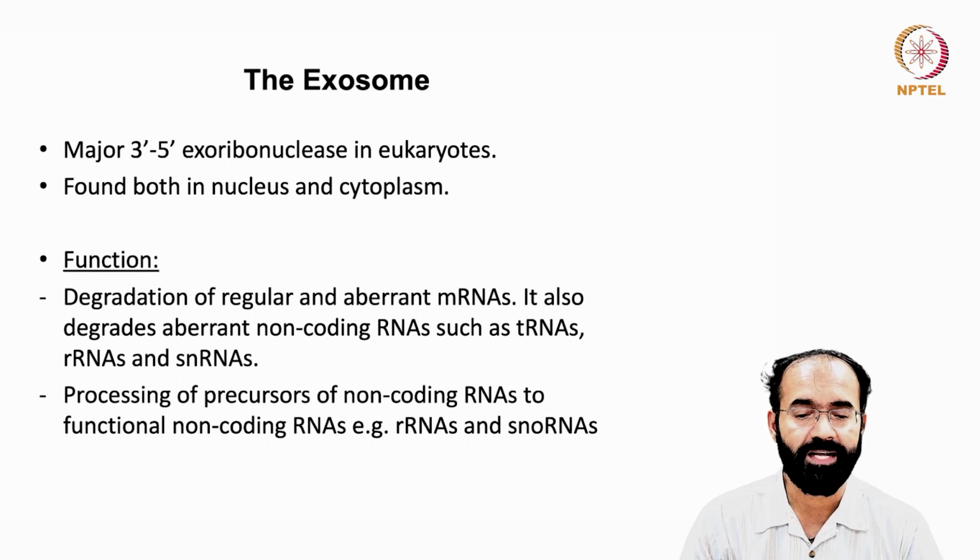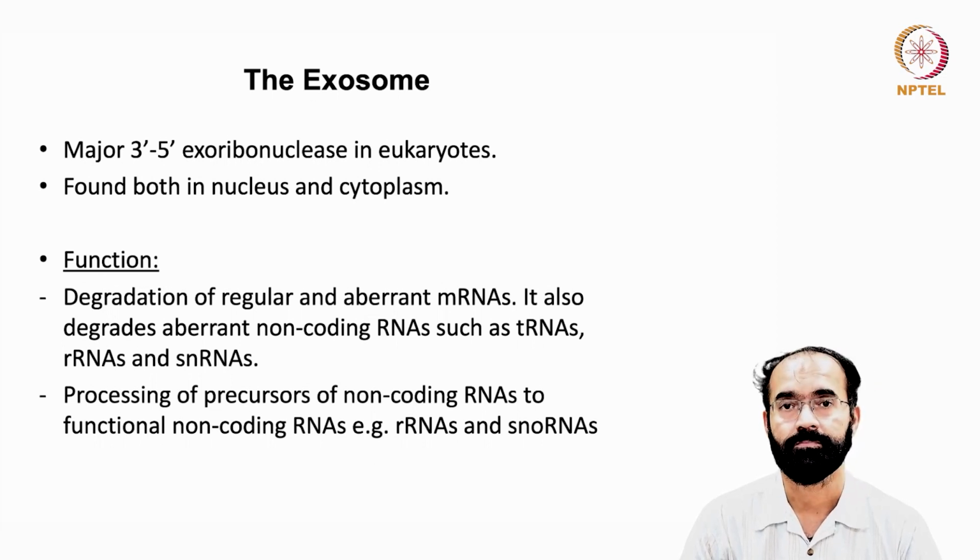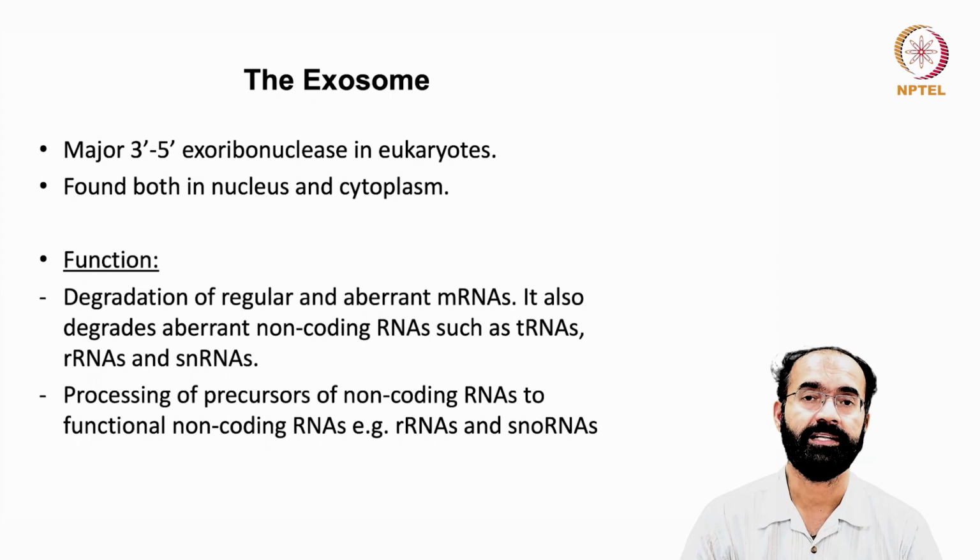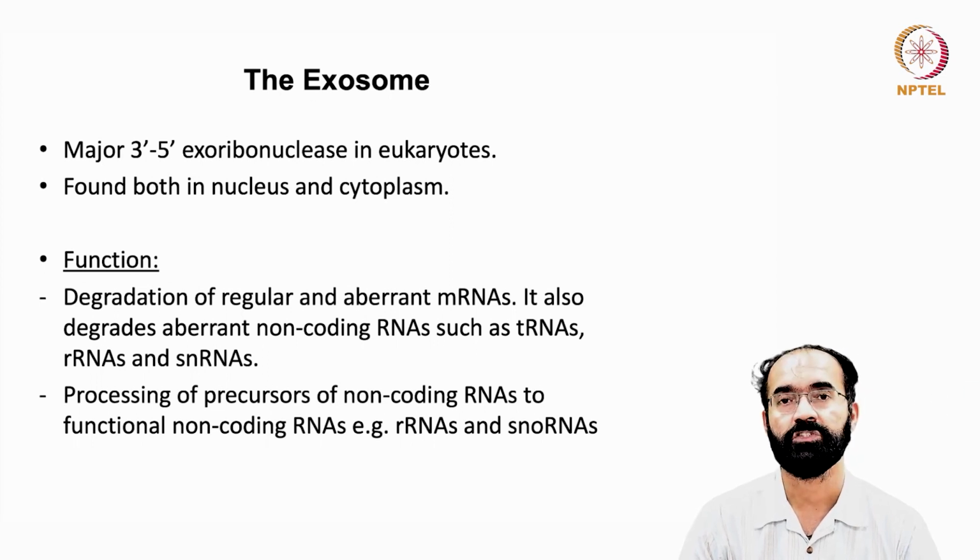So, processing of precursors of non-coding RNAs to functional non-coding RNAs, that is ribosomal RNA and snoRNA, requires some trimming, some maturation, etc. So don't think exosomes are meant only for degradation purpose. Of course they are doing degradation, but degradation need not necessarily be of the entire RNA itself. A small portion of the RNA can be removed so that it undergoes the processing, it undergoes the maturation.